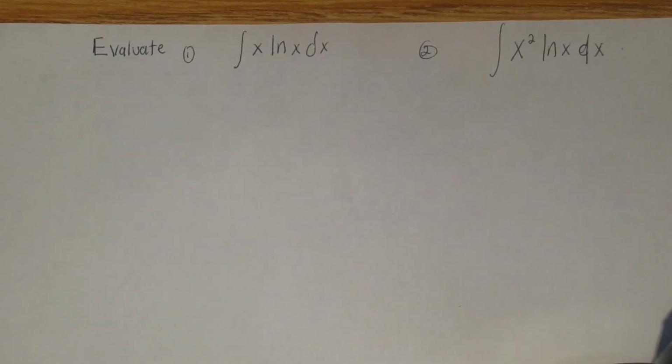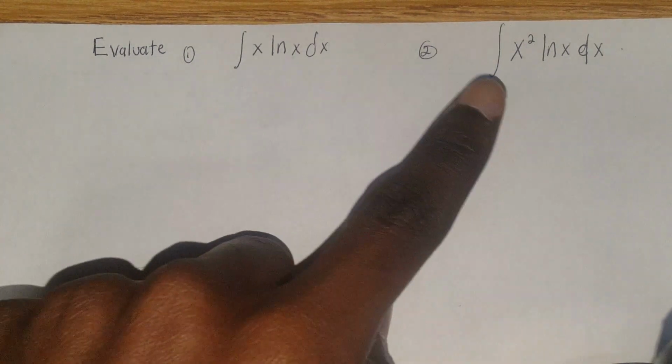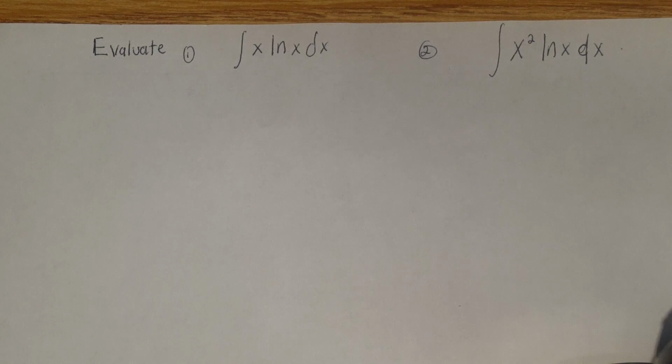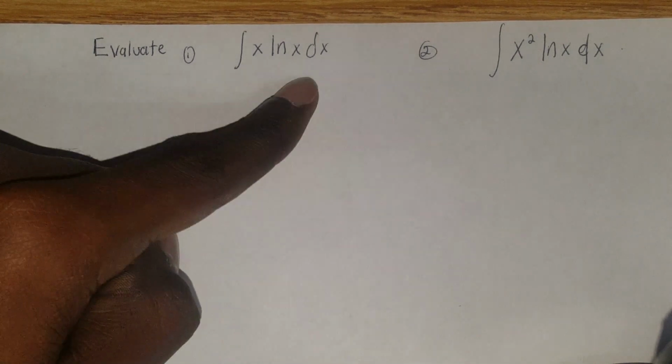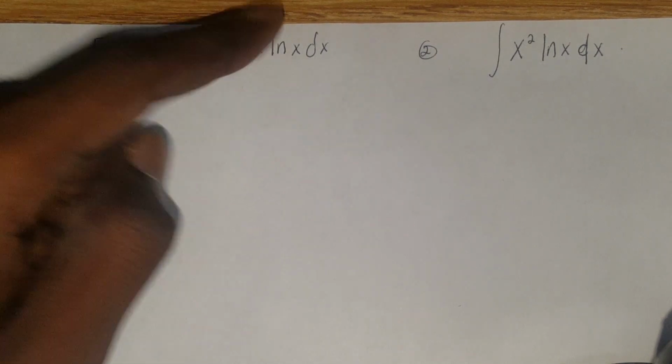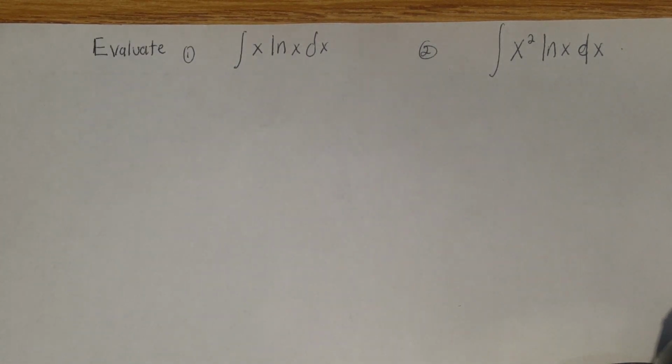Guys, welcome back again. So we've been asked to evaluate these two problems here. We have to integrate x multiplied by the natural log of x dx, and x squared multiplied by the natural log of x dx. Again, if you look at this problem here, we have two terms. We have x being multiplied by another term, which is natural log of x. So what should first come into your mind is integration by parts.